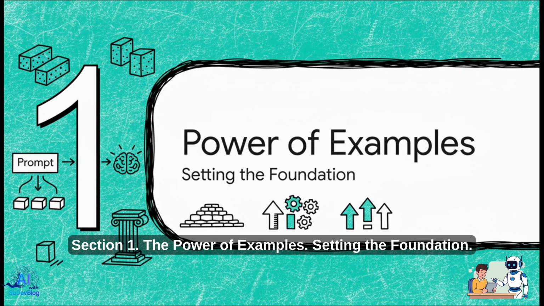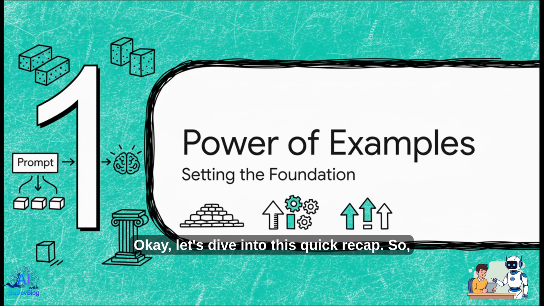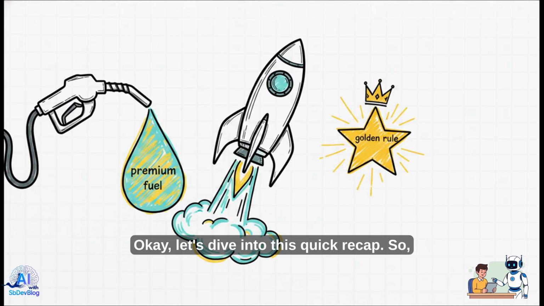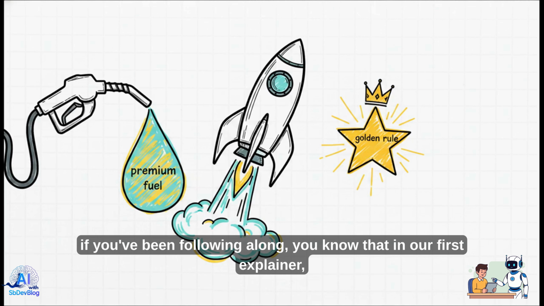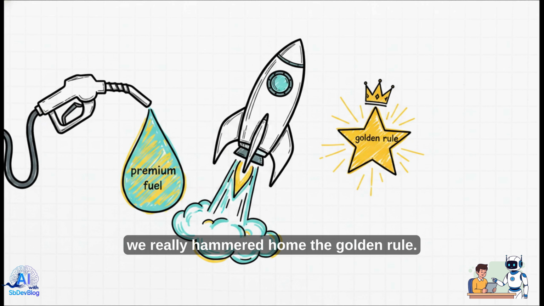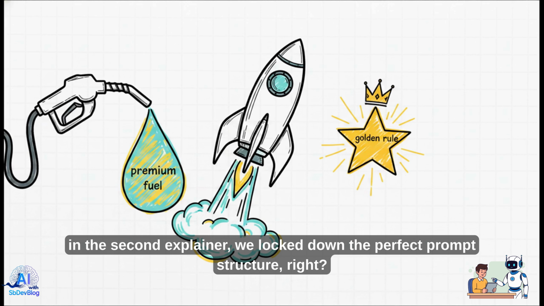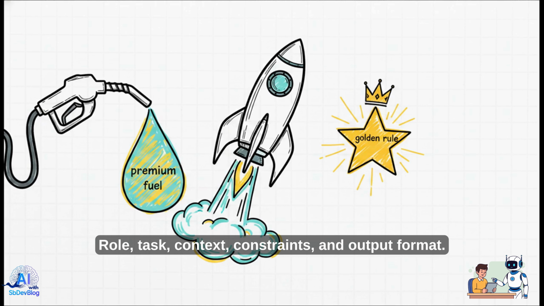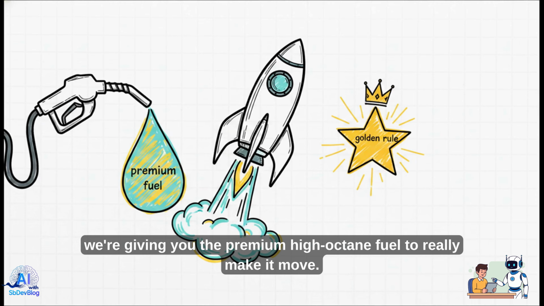Section 1. The power of examples, setting the foundation. Okay, let's dive into this quick recap. So, if you've been following along, you know that in our first explainer, we really hammered home the golden rule. The quality of your output depends entirely on the quality of your prompt. You literally get out exactly what you put in. Then, in the second explainer, we locked down the perfect prompt structure, right? Role, task, context, constraints, and output format. Now that structure is your vehicle. It keeps the AI from going totally off the rails. But today, we're giving you the premium high-octane fuel to really make it move.